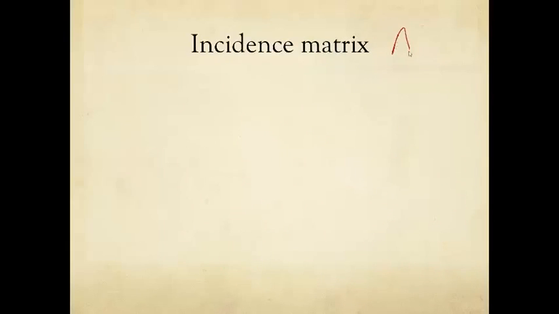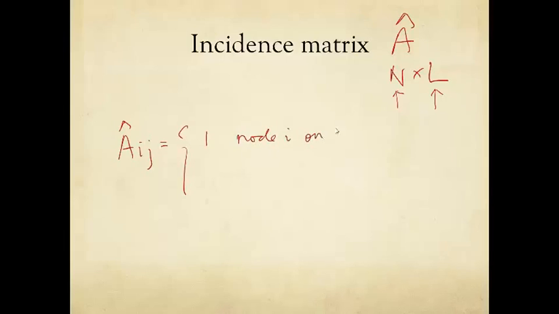The second matrix, which we actually use much less in this course, is called the incidence matrix. This is a matrix represented by A hat of dimension n by L. N, as before, is the number of nodes, whereas L is now the number of links. So how do we define the entries of this matrix? We say A hat's ijth entry equals 1 if node i is on link j and 0 otherwise.